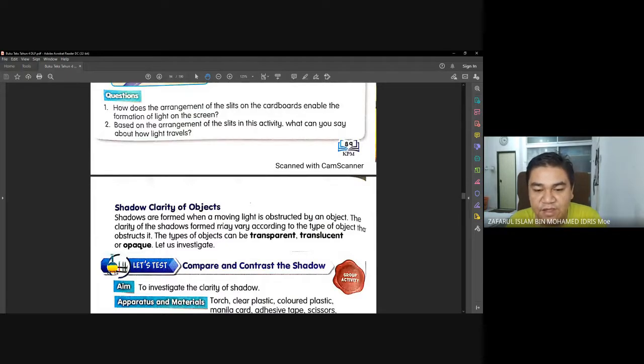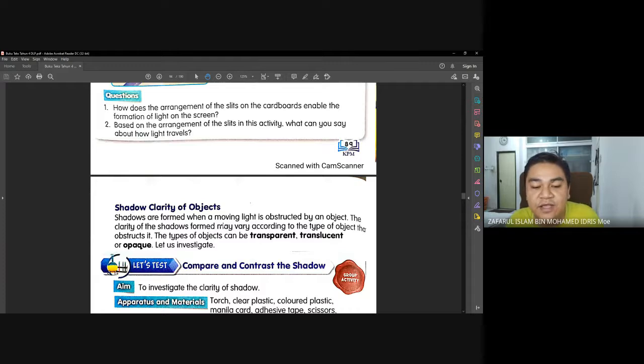Okay, the first one is transparent. Okay, the second one is translucent. And the third one is opaque. Okay, there is an object with the transparent, there is object of translucent, and then there is object with the properties of opaque.